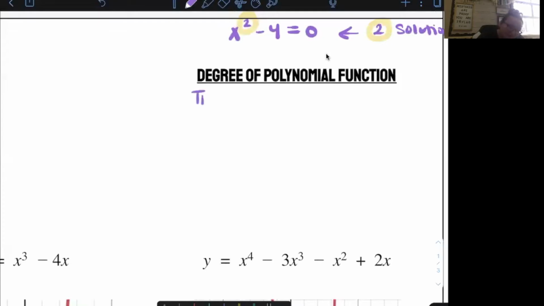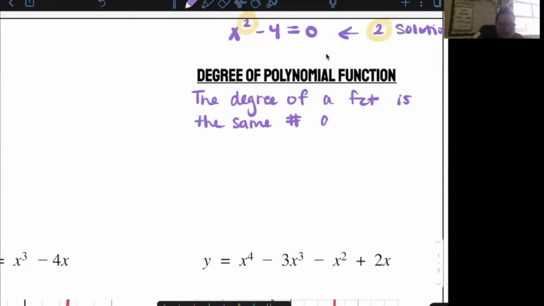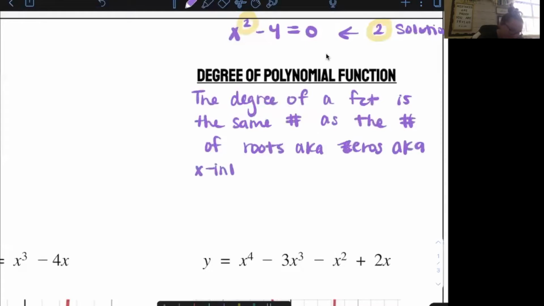So the degree of a function is the same number as the number of roots, also known as zeros, also known as x-intercepts, also known as solutions the function has. So the degree of the function is the same number of roots that the function has.